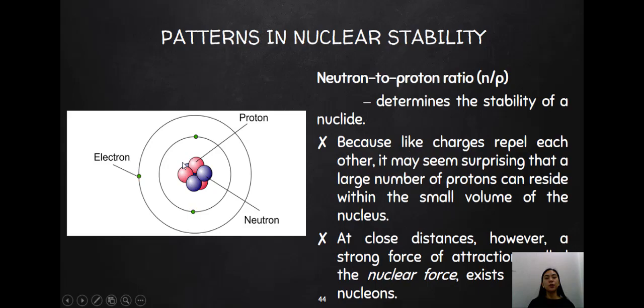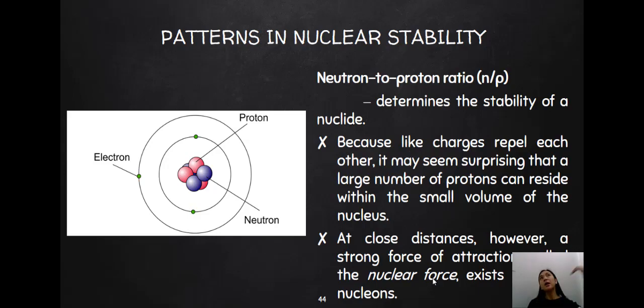Diba, syempre alam natin na yung nandun lang sa nucleus are your neutron and proton. Yung neutron, 0 ang charge. Yung proton, lahat yan puro positive charge. So, it's very difficult to hold all positively charged particles together kasi nga like charges repel each other. Kung pareho silang positive, tapos ang dami-dami na nilang positive na nandun sa nucleus, it's very difficult na para sa kanila to be closer together kasi i-repel na nila yung isa't isa. So it says here, at close distances, however, a strong nuclear force of attraction called the nuclear force exists between the nucleons. So kahit pare-pareho ng charges, lahat sila positive, because of the nuclear force, nako-contain pa rin siya. Pero not for long, di ba?